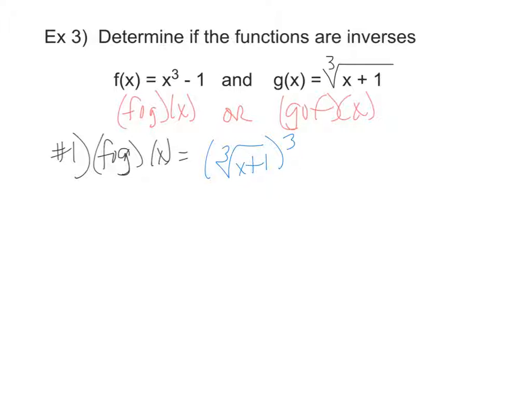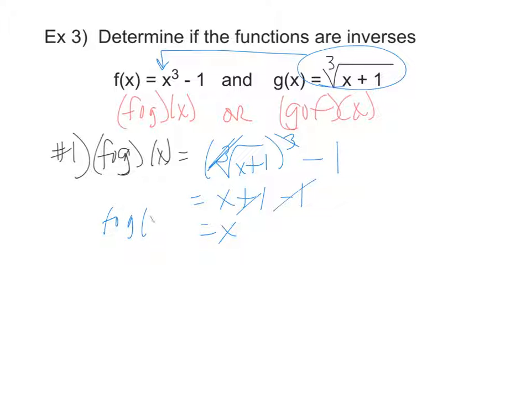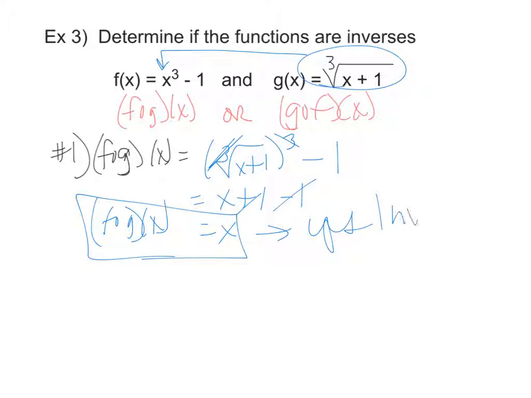So the cube root of x plus 1, this whole piece is going in there. And so then that is cubed minus 1. And that's what we're talking about there. So the cube here and the cube root cancel. And I'm now left with x plus 1 minus 1. The plus 1 and the minus 1, and I just have x. So if I have f of g of x equals x, that is the criteria is met. So yes, these are inverses.